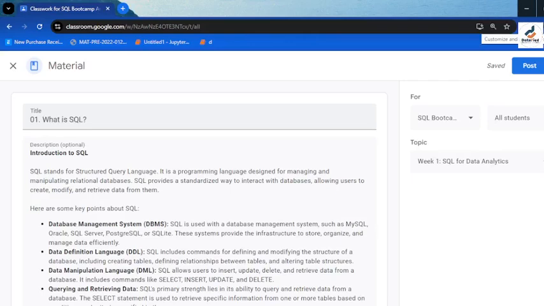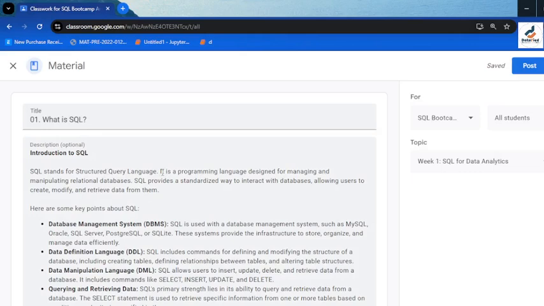Going to look at Introduction to SQL. Now, Introduction to SQL is basically we want to get the concepts about SQL, what SQL means, and what are the key points about SQL. Now, SQL stands for Structured Query Language. It's a programming language designed for managing relational databases, basically, right?